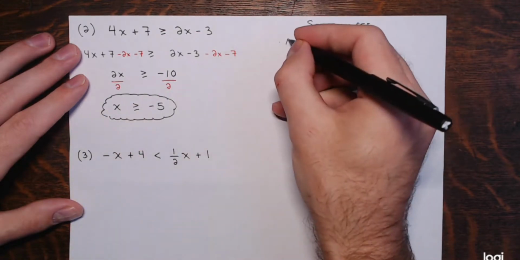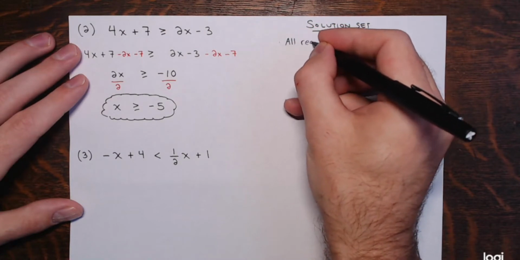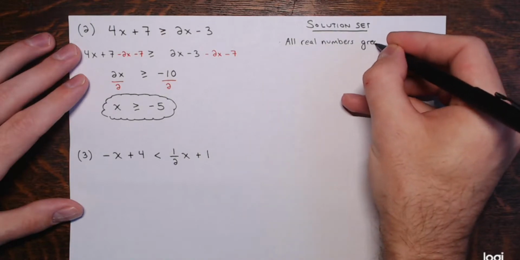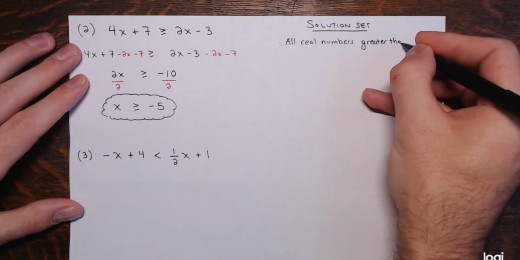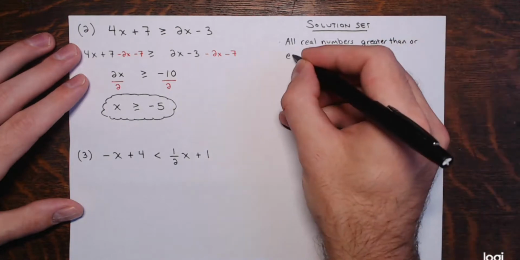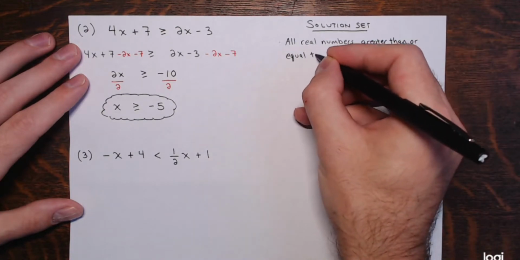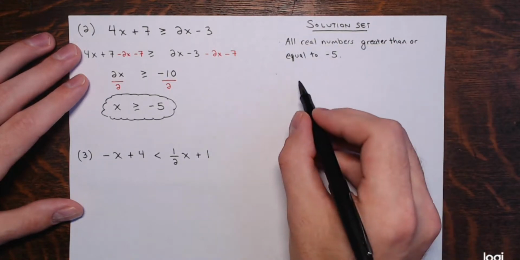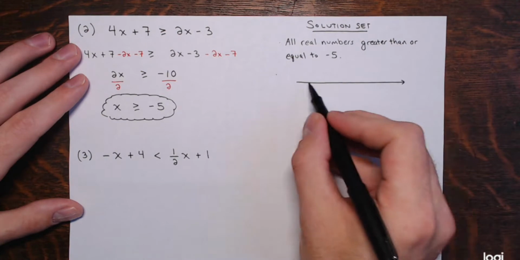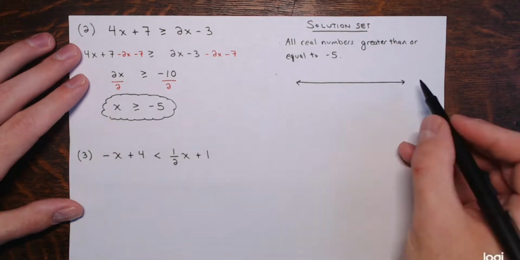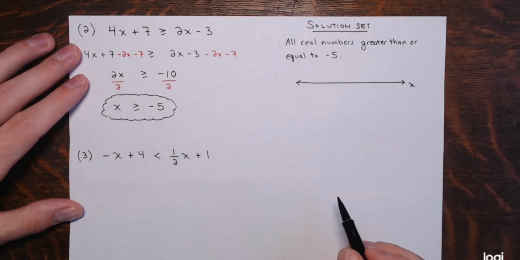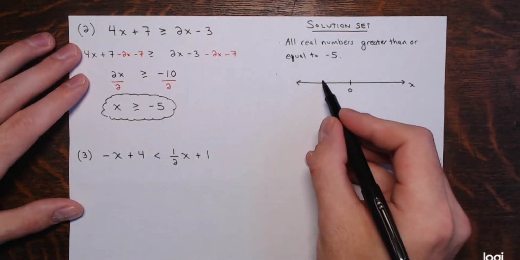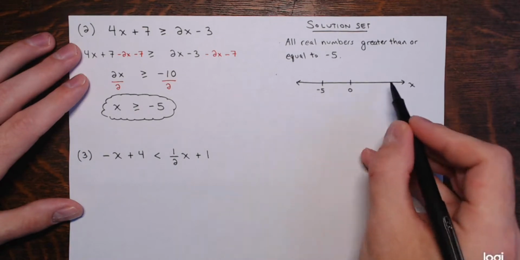So this is all real numbers greater than or equal to -5. Then a graph. So again, here's a number line. And the variable here is x. So I'll say this number line represents possible values of x. Here's 0, and -5 would just be to the left of 0. I'm not going to mark off every integer now.